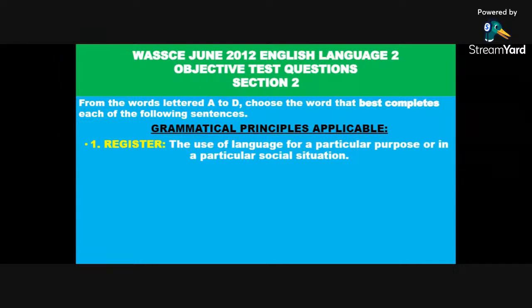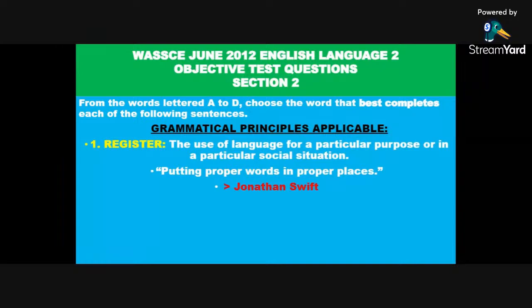The first principle is register. Now, what is register? Register is the use of language for a particular purpose or in a particular social situation. And so you need to choose words that are appropriate for certain situations. Okay? Now, what Jonathan Swift described as putting proper words in proper places. So your ability to put proper words in proper places is one of the grammatical principles that you need to learn.